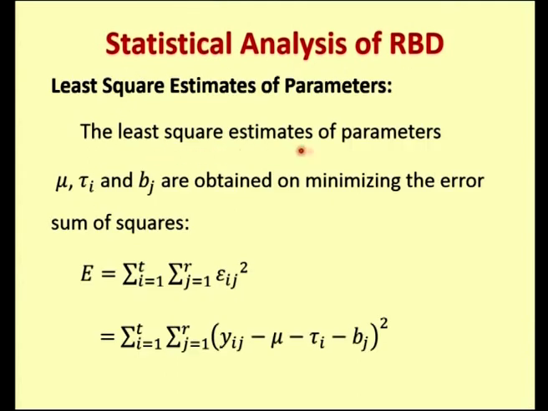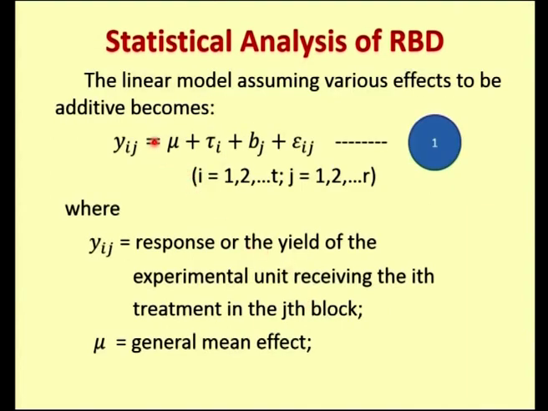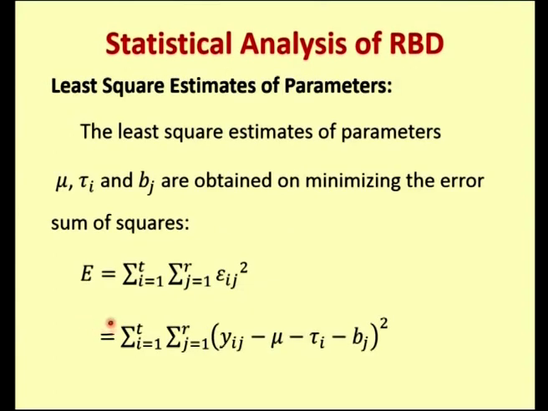So, the least square estimates of parameters mu, tau i and beta j are obtained on minimizing the error sum of squares, which is given by E equal to double summation epsilon ij squared, where epsilon ij squared is nothing but (Yij minus mu minus tau i minus beta j) the whole square. This is obtained from the linear model Yij is equal to mu plus tau i plus beta j plus epsilon ij. So, taking these three terms, that is mu, tau i, beta j, to the left hand side and squaring, taking summation, we get E to be double summation (Yij minus mu minus tau i minus beta j) the whole square.